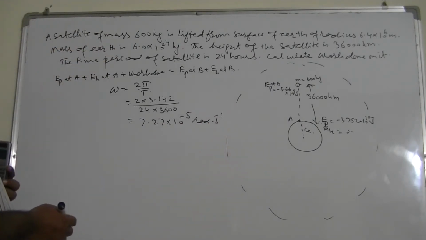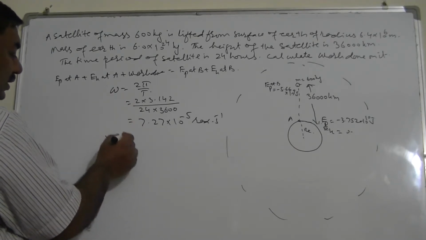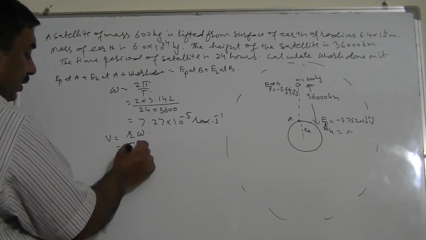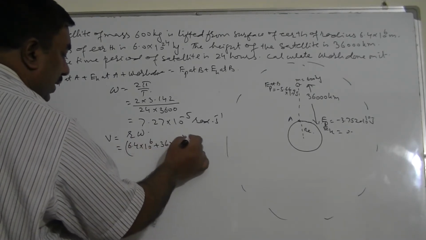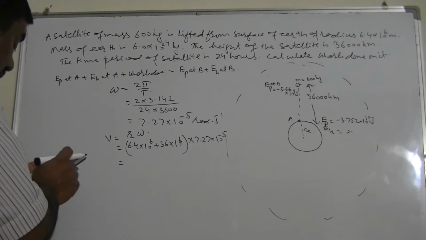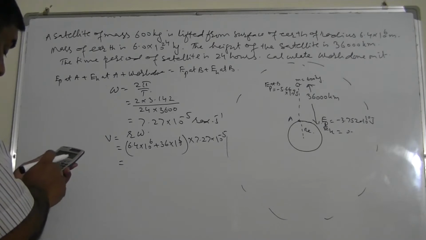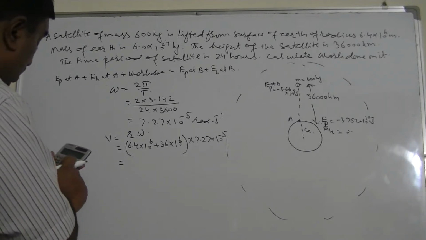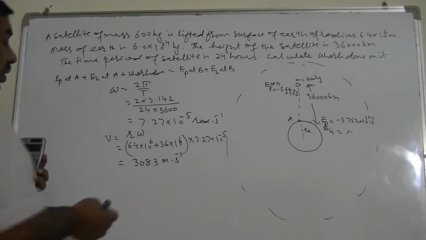I will now find the linear speed because I need linear speed for kinetic energy. V is equal to R omega. R is the orbital radius, and orbital radius is 6.4 into 10 power 6 plus 36 into 10 power 6, into omega, which is 7.27 into 10 power minus 5. So this will be the linear speed. I'm just calculating. It is 3083 meters per second.